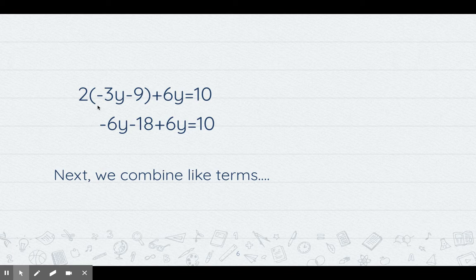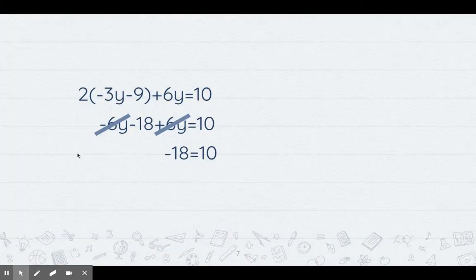Now that we used the distributive property, we can combine like terms. We're going to combine the negative 6y and the 6y, which will equal 0. So they actually cancel out completely and we can cross them out. And we're just left with negative 18 equals 10.